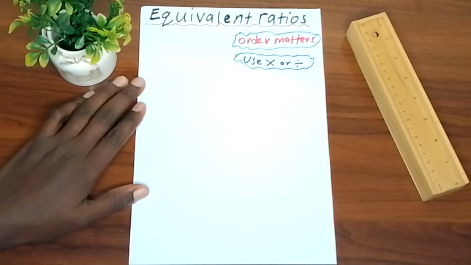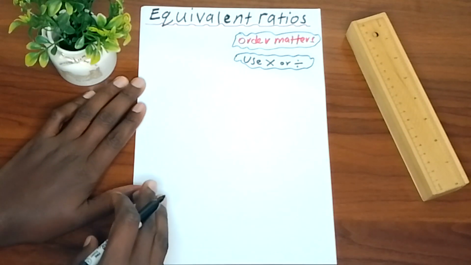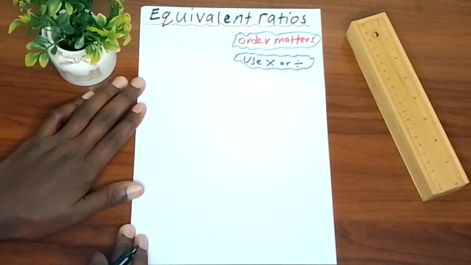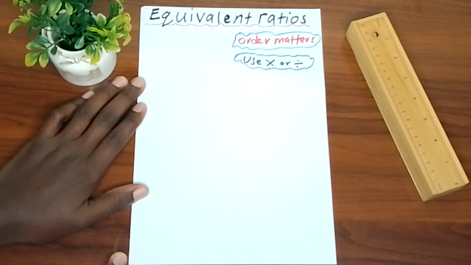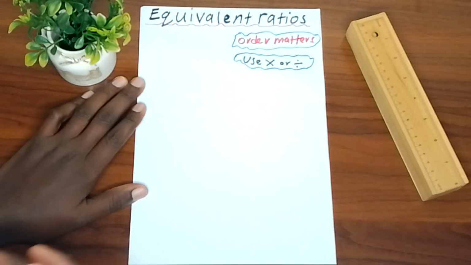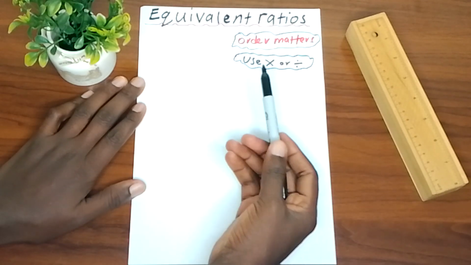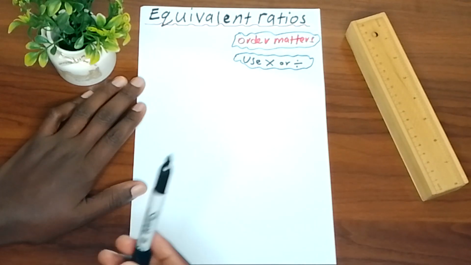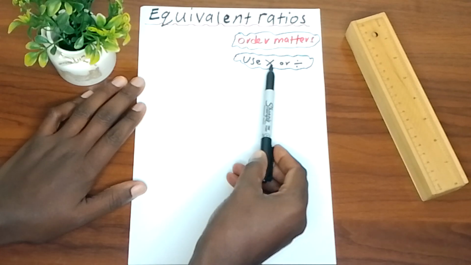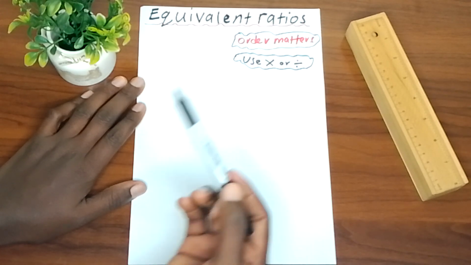Hello viewers, today I want us to look at equivalent ratios. When we are dealing with the introduction of ratios, we see that a ratio can be a fraction, it can be a number that is given in a different form. So here we are looking at ratios and we consider the order. The order matters. And when we are dealing with ratios, we use multiplication or division.